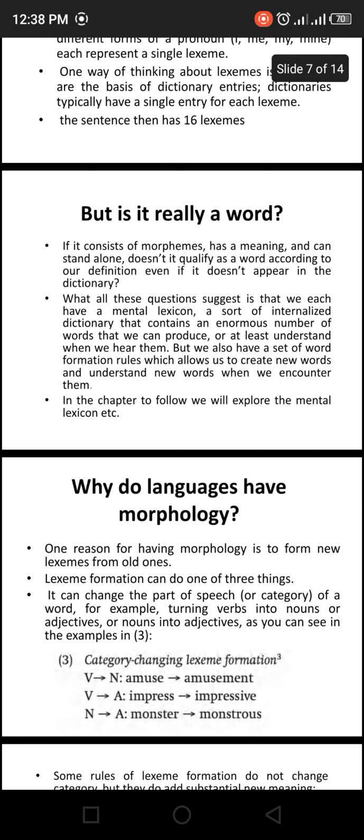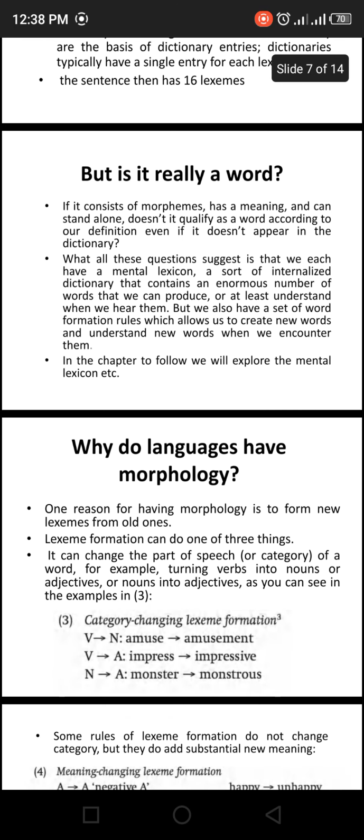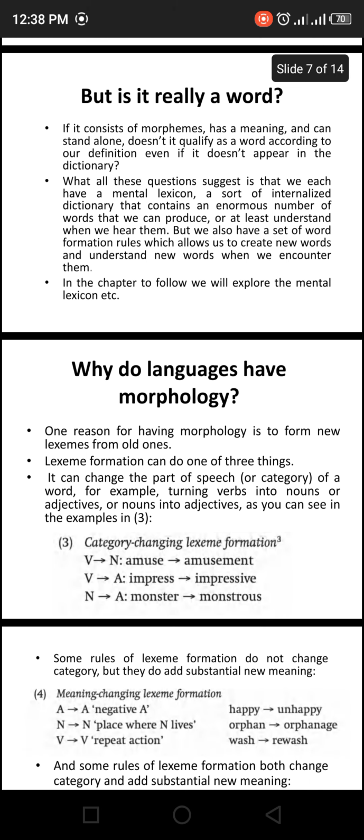But is it really a word? If it consists of morphemes, has a meaning, and can stand alone, does it qualify as a word according to our definition, even if it doesn't appear in the dictionary? The simple answer is that it is not the dictionary that determines whether it qualifies as a word or not. It is the intuitive knowledge of the native speakers who can determine whether it belongs to their language, whether it is a word of their language or not.